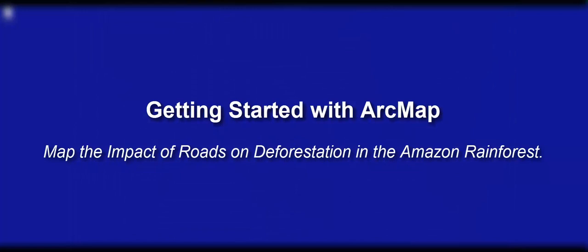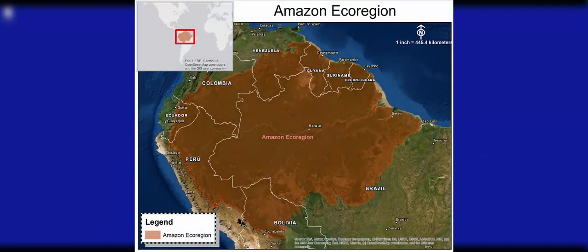Welcome to the training session, Get Started with ArcMap. During this training session, we'll map the impact of roads on deforestation in the Amazon rainforest. So a little background. The Amazon rainforest spans 9 countries and millions of square kilometers. Due to deforestation, current estimates indicate only about 80% of the original rainforest remains.